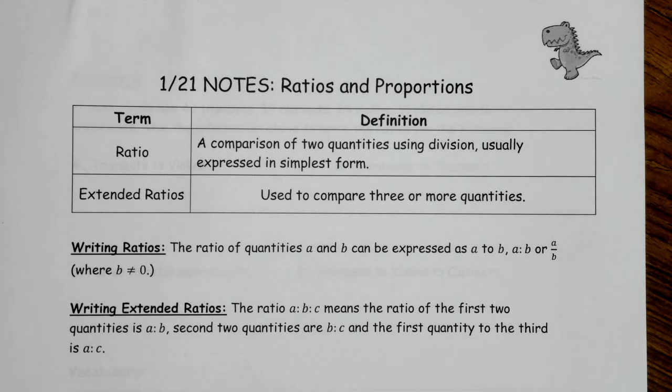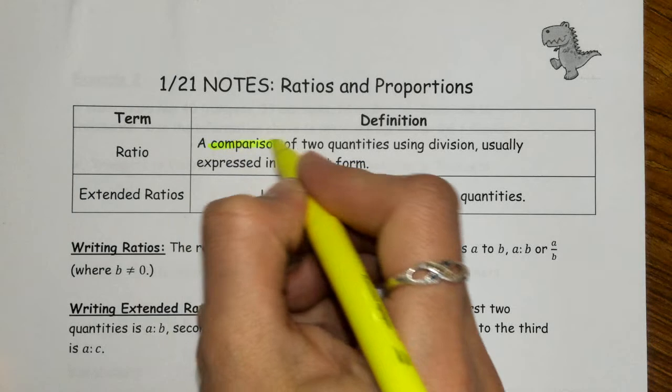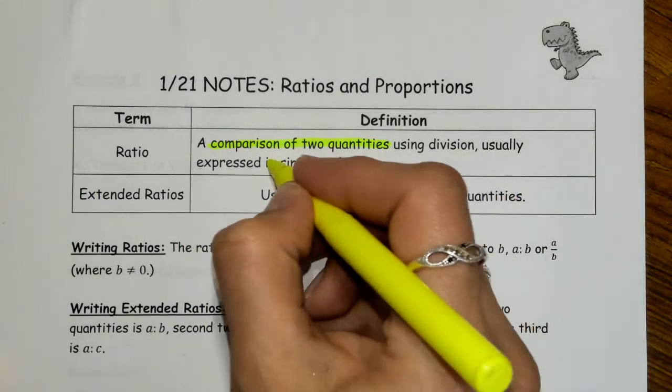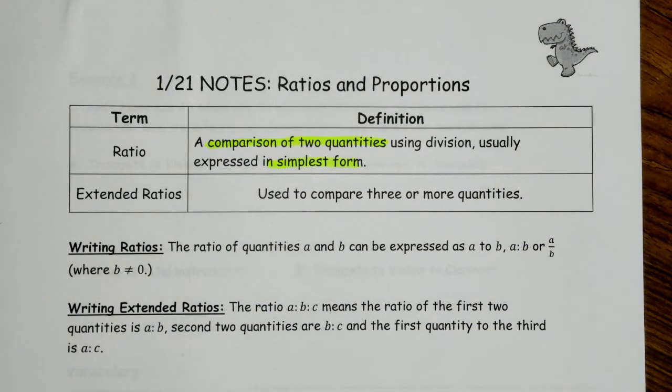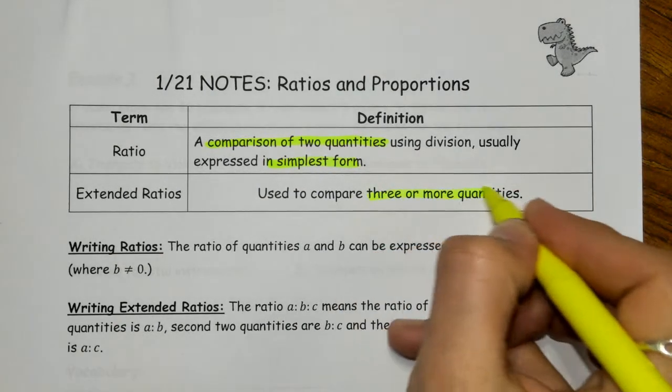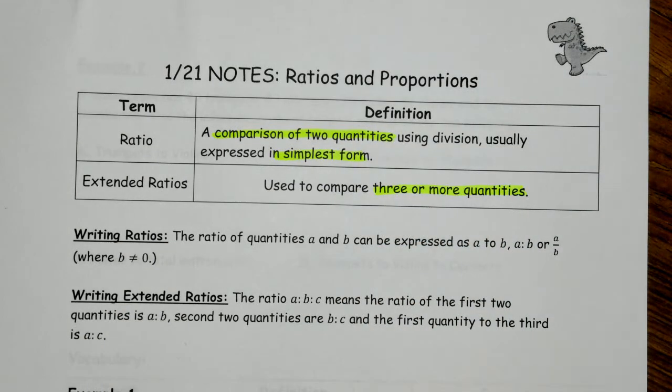A ratio is simply going to be a comparison of two quantities using division, usually expressed in simplest terms. We will always put this in simplest terms. So it's a comparison of two quantities, and we're going to put it in simplest terms. Your extended ratios are going to be 3 or more quantities. We won't see this a whole lot in this unit, but we will see it a little bit.